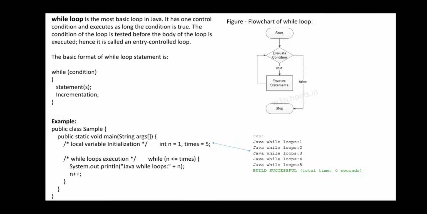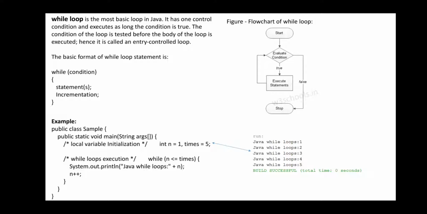The while loop is the most basic loop in Java. It has one control condition and executes as long as the condition is true. Control condition means if the condition is true, it enters into the loop and executes until the condition turns false. If it turns false, it will come outside. The condition of a loop is tested before the body of the loop is executed. Hence, it is called an entry controlled loop.